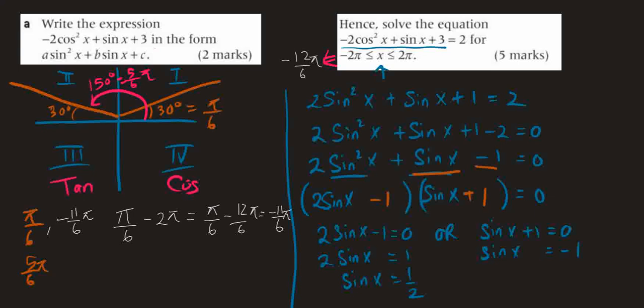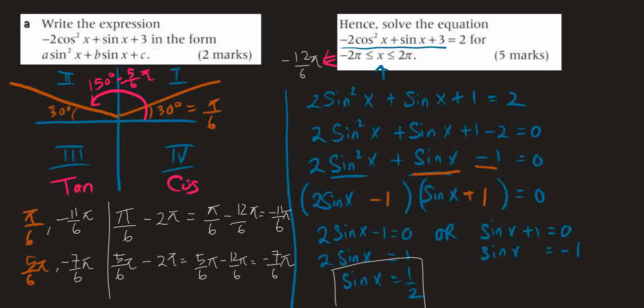Now for 5 over 6 pi in quadrant 2, the same thing applies. We just have to subtract 2 pi because the sine period is repeated every 2 pi. Then I subtract minus 12 over 6 pi, and we'll get minus 7 over 6 pi. So our answer here will be minus 7 over 6 pi. That is for sine x equals half. So the possibilities of x are pi over 6, negative 11 over 6 pi, 5 over 6 pi, and negative 7 over 6 pi. All these values of x will give us half.